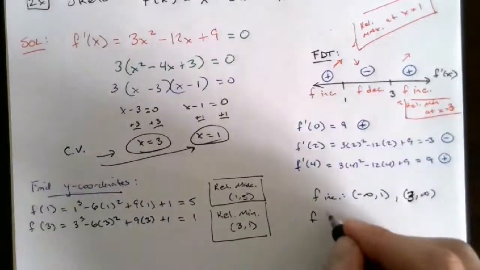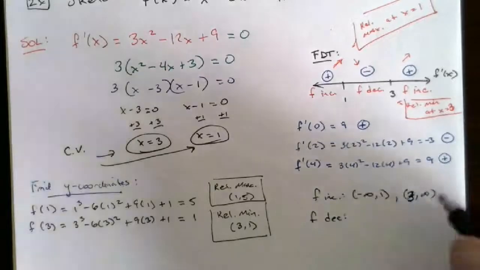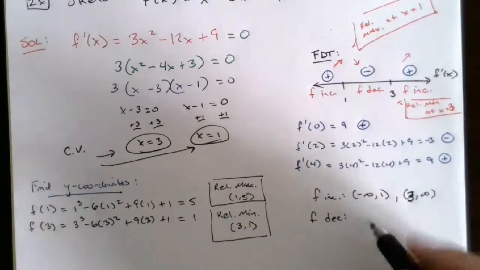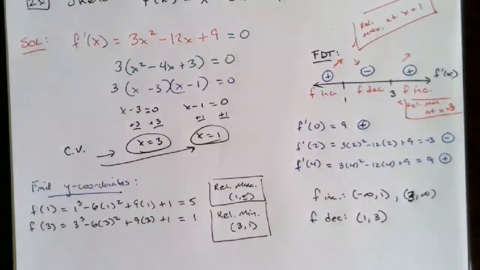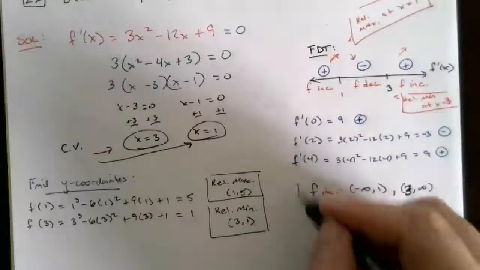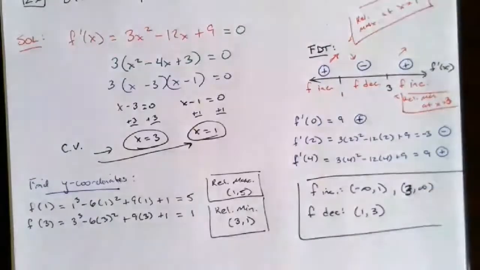Where is it decreasing? Well, f is decreasing on the interval from 1 to 3, right? You get that straight from our f prime number line, right? It shows us that the first derivative was negative there, so that's where it's decreasing. So this is information you have to help you graph, right? You can use this later on.